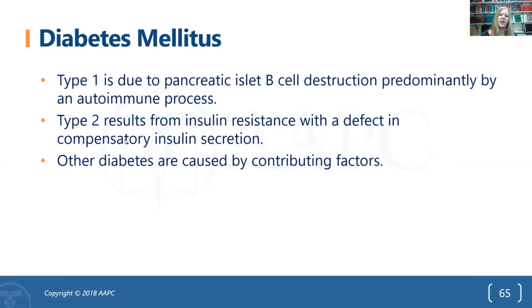Type 2 diabetes is the more prevalent form and results from insulin resistance with a defect in compensatory insulin secretion. With type 2 diabetes, the body either resists the effects of insulin, which is a hormone that regulates the movement of sugars in your cells, or it does not produce enough insulin to maintain normal glucose levels.